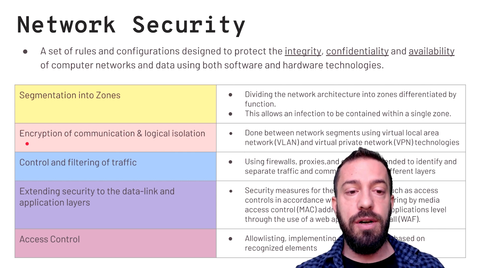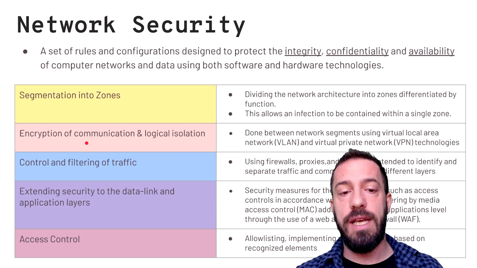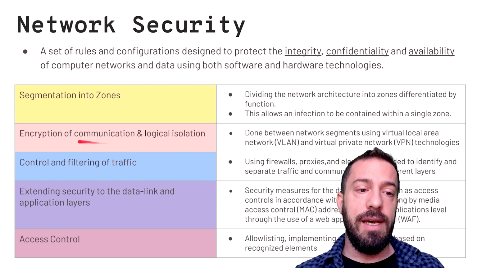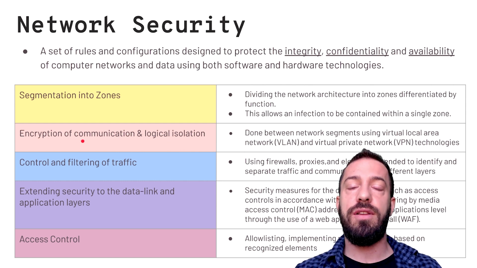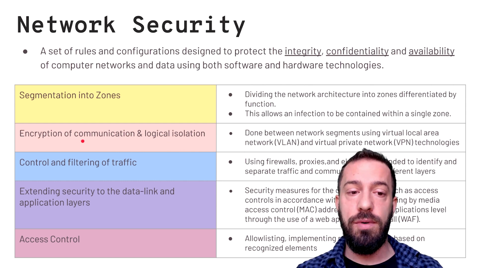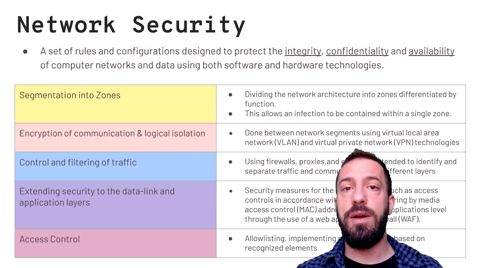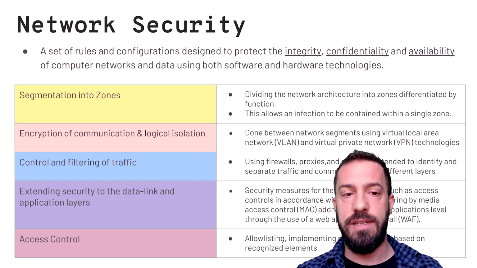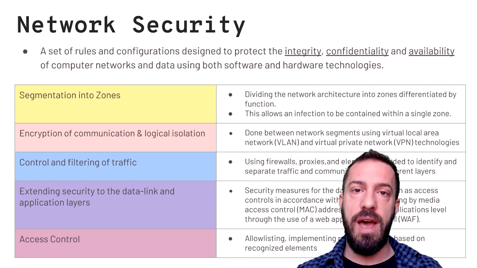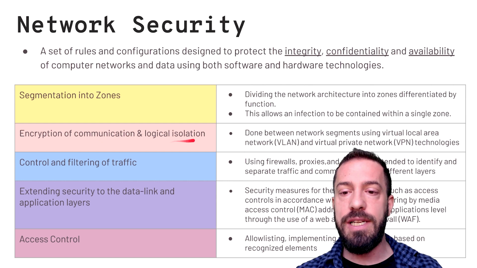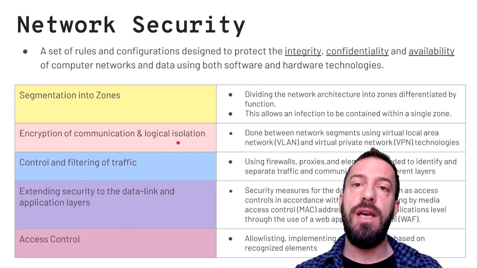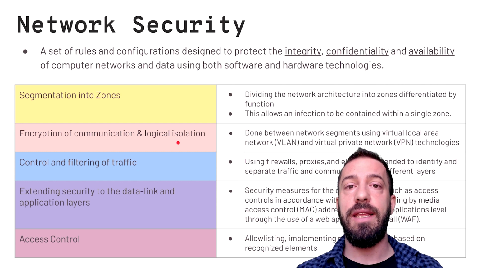Then network security also discusses encryption of communication and logical isolation. Encryption of communication is not very common within the network, but is essential when we have remote access to either the control or even the enterprise network. So when you connect through VPN, you have to ensure that the connection from your house to the organization is encrypted.